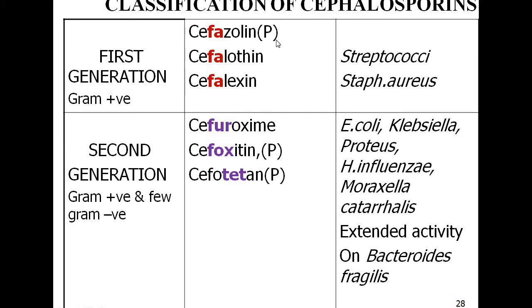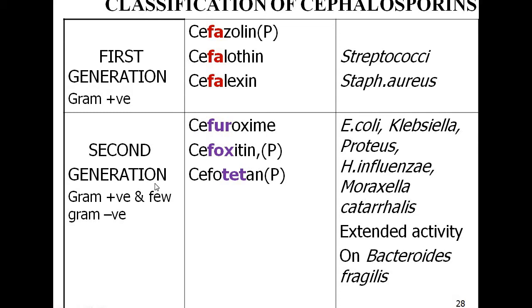If a drug is mentioned with P in the bracket, it means it is administered parenterally. Examples of the first generation cephalosporins include cefazolin, cefalotin and cefalexin. So please note the examples given here. First generation cephalosporins have this 'fa' in the spelling: cefazolin, cefalotin and cefalexin.